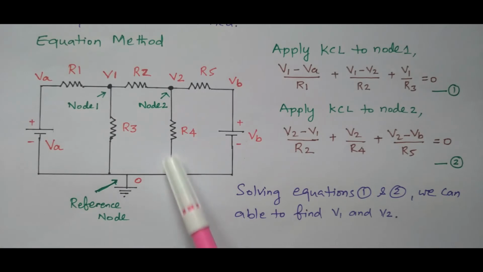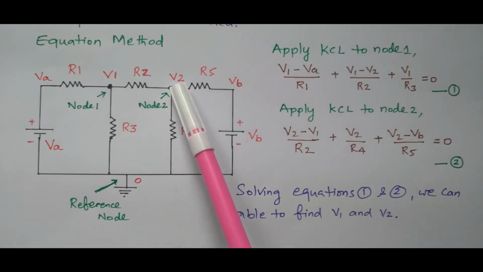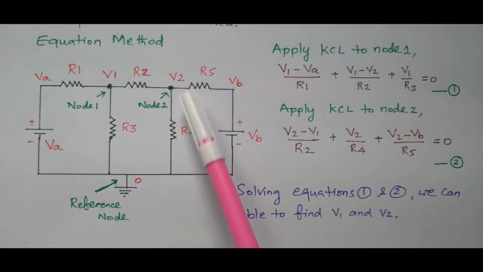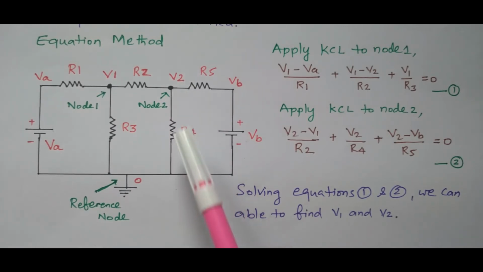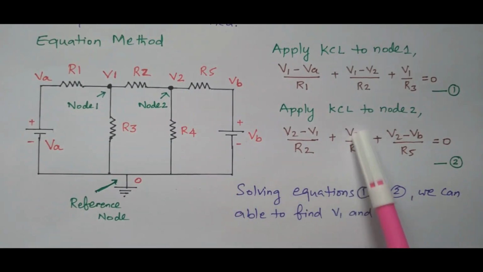What about R4? R4 is connected between the second node and the reference node, so only we have voltage V2. V2 by R4 is the current flowing through the resistor R4.